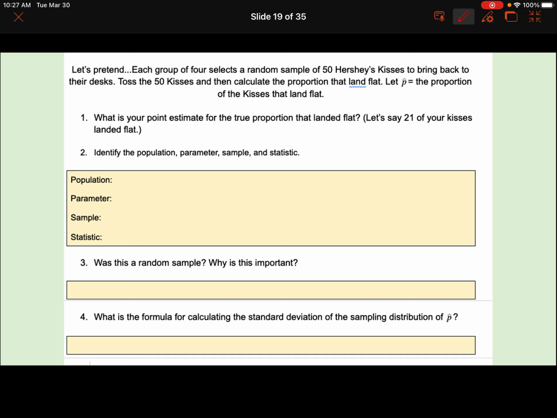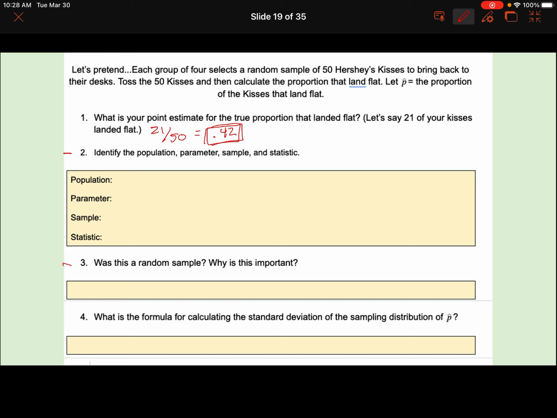All right, so question 1, what is your point estimate for the true proportion that landed flat? Looks like I forgot to put in my yellow box there, but let's pretend that 21 of the kisses landed flat. So your proportion here would be 21 out of 50, which is 0.42. So go ahead and put that in even though there's no box for it. All right, take a moment to try to answer questions 2 and 3, and then hit play when you're ready to go over those.